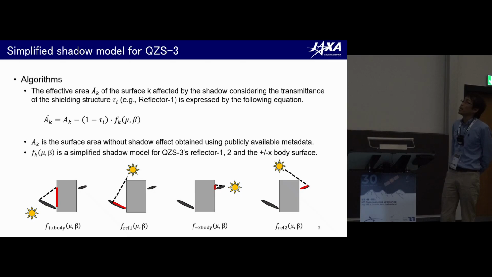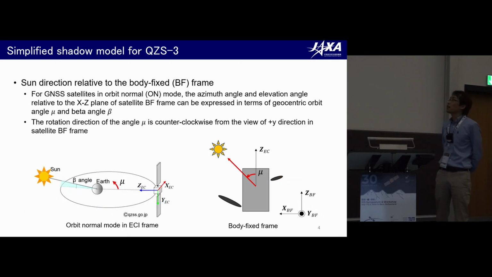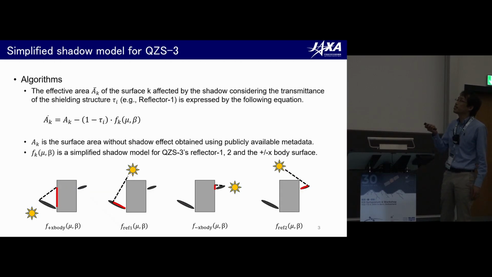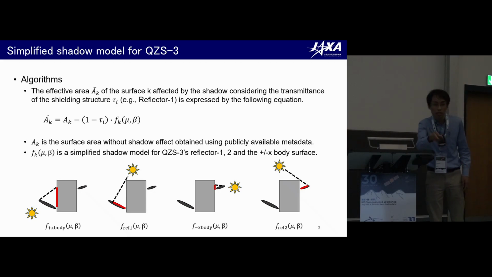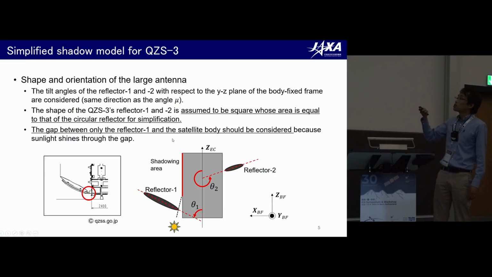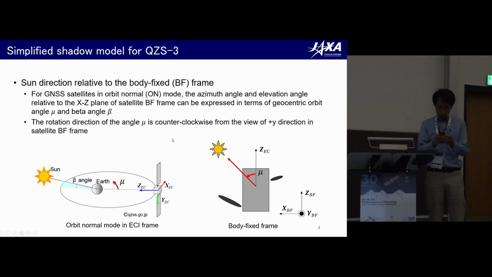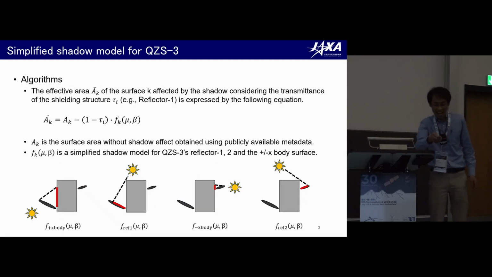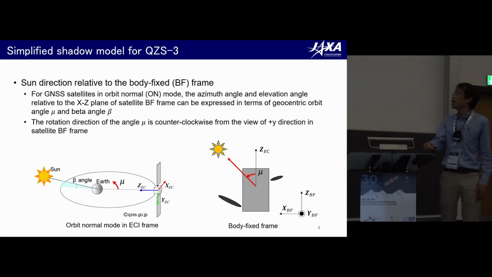The effective area A bar is equal to the surface area with the shadowing effect minus the shadowing effect shown in this one. Sorry. Okay, this is the point. Showing this model, the F is the simplified shadow model for QZSS reflector 1, 2, and the surface body of the plus minus X body surface.